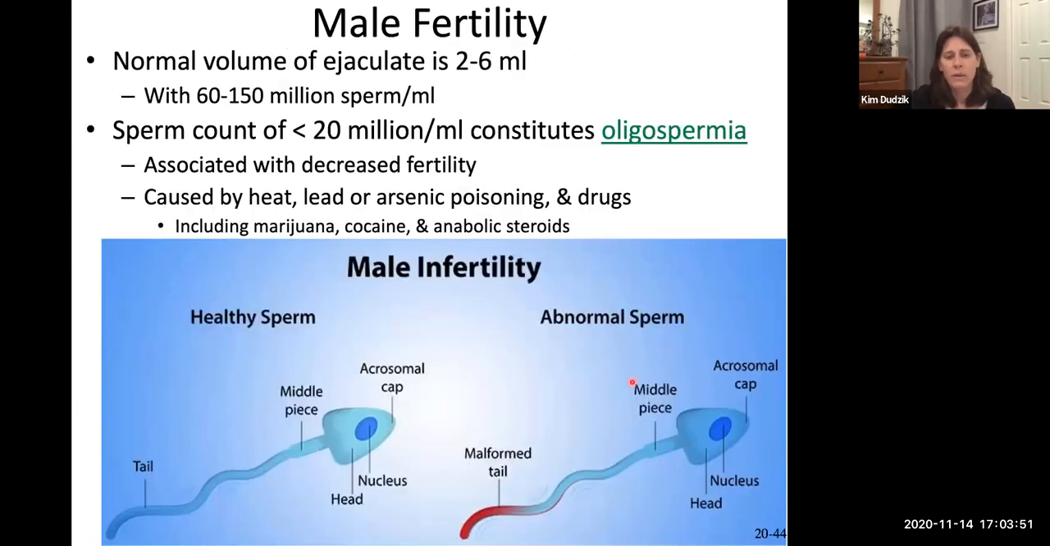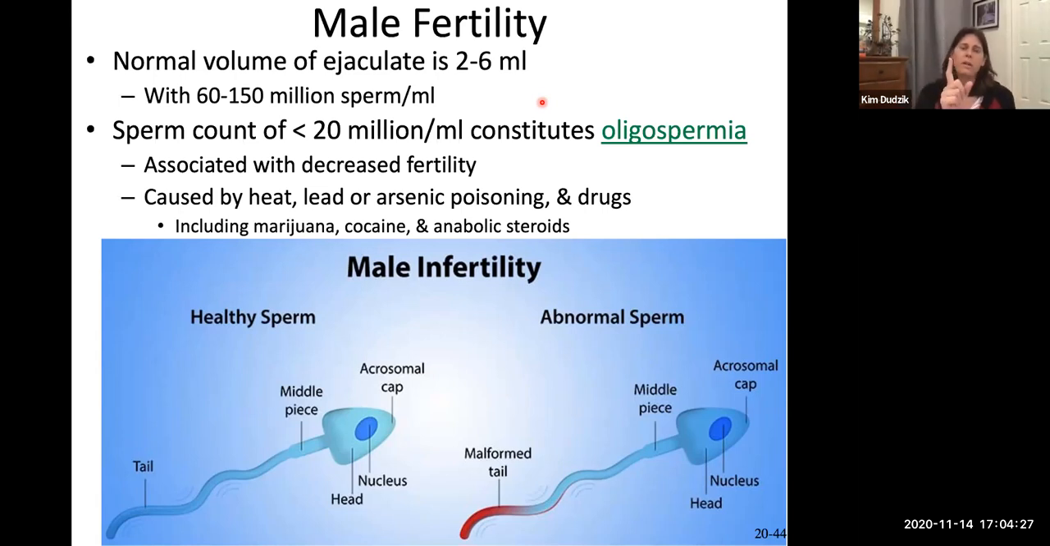Right. And then I wanted to throw some things in here about male fertility. So the normal volume of ejaculate is about 2 to 6 milliliters. And within there, that means there's about 60 to 150 million sperm per milliliter. You need at least 60 million sperm per milliliter for fertility. Anything lower than that, and especially a low sperm count of less than 20 million, constitutes a term we call oligospermia. So that's low sperm count. And I'll show you some pictures in a minute.